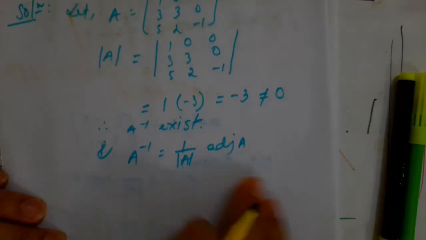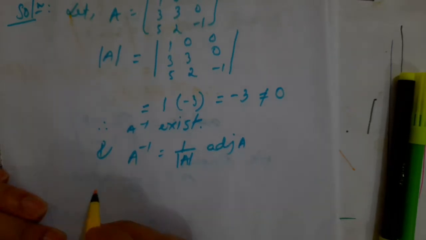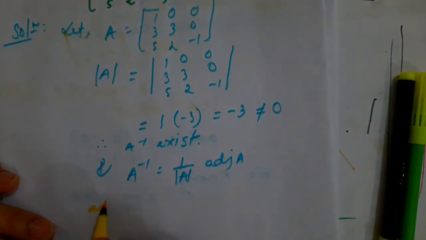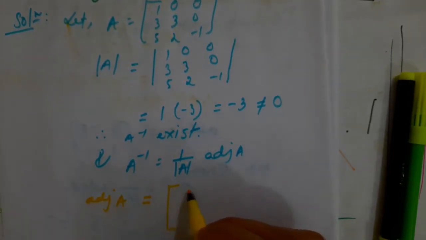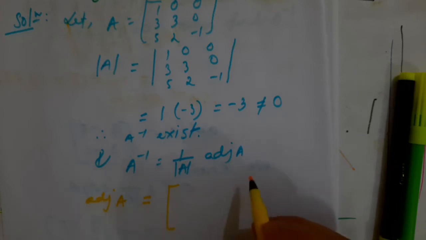Now what we have to do is find the adjoint of this matrix. I have already taught you how to find the adjoint. Find the cofactor matrix, that is, a matrix formed by the cofactors, and take the transpose of that matrix.